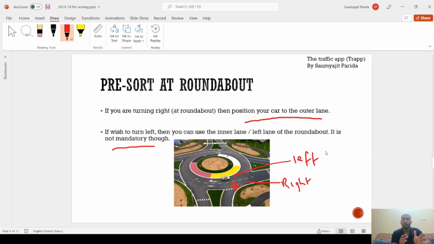So when I have to turn left, then I can use either the inner or the outer. Means I'm free to use everything, but it is advisable to use the left lane or the inner lane of the roundabout, so that I am giving space to the other drivers.